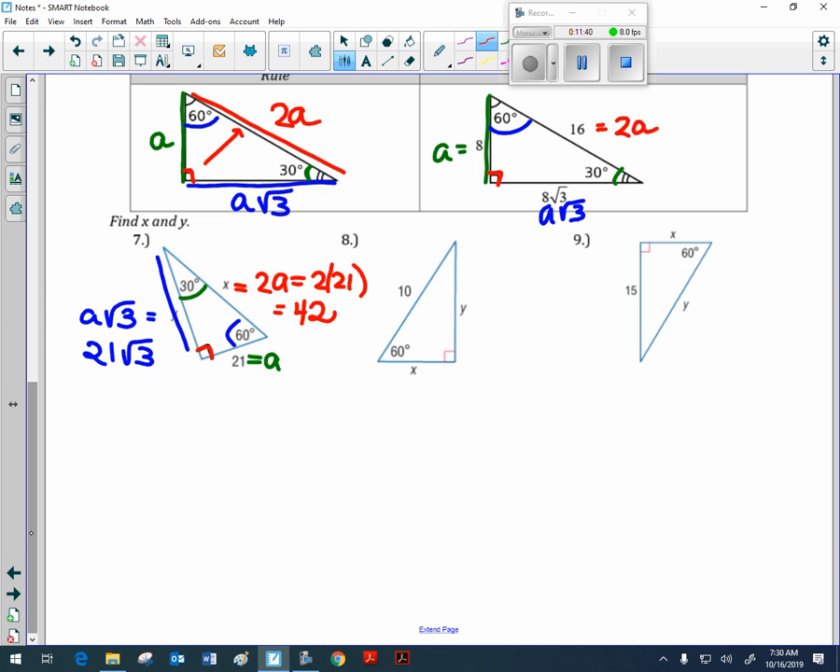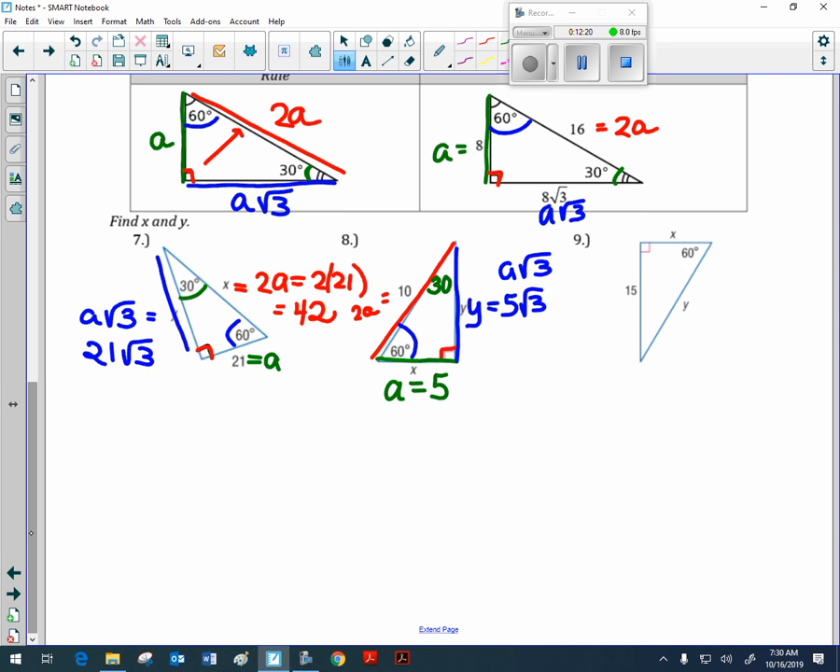In question number 8, they're giving me this side of 10. That's across from the right angle, so that is the 2A side. So if 2A is equal to 10, then what that means is across from the 30-degree angle, which has to be here if the angles have to add to 180, the side is the A side. And if 2A is 10, then that means A is 5. And if A is 5, then across from the 60-degree angle, that's our Y, it's going to be 5 radical 3 because the rule is that it's A radical 3.